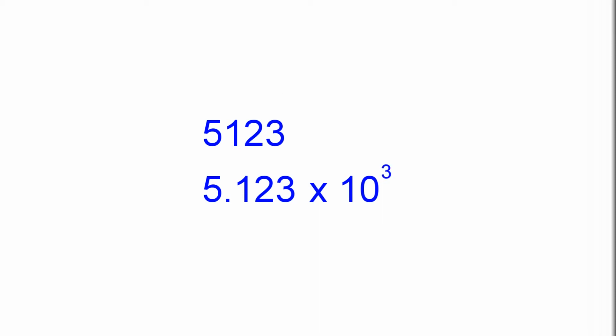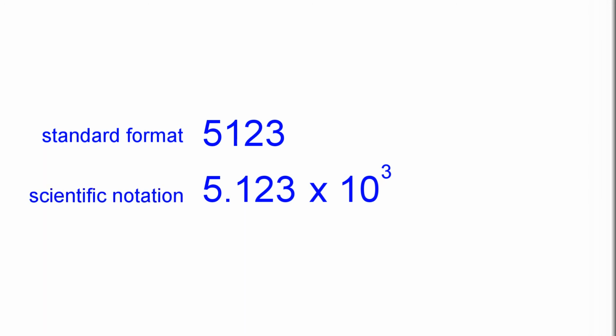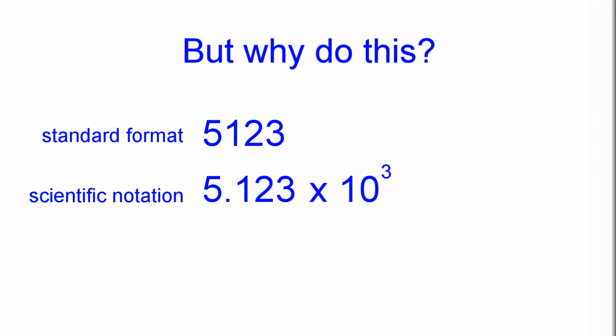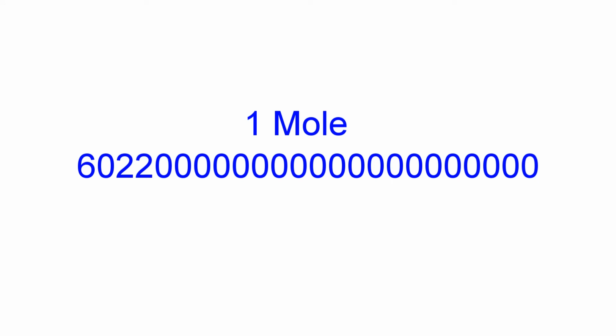What you see on the screen is the same number written 2 different ways. The top number is written in the standard format that we are all used to seeing, and the bottom number is written in scientific notation. In this example, the scientific notation is even more difficult to write down than the standard format. So why even do this? To answer that question, let's go back to the mole and the number that it represents.